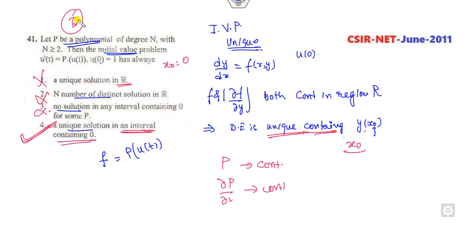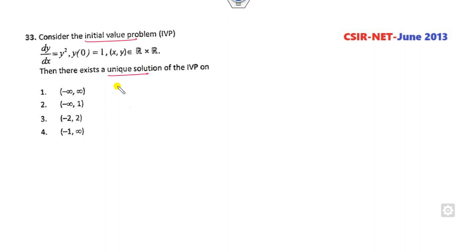Again, in this initial value problem, they are talking about the unique solutions. So we will check this polynomial. Yes, y² is continuous. Its partial derivative with respect to y is also continuous. So it has a unique solution containing x₀, that is 0. But all the options are pointing to intervals containing 0, in all these cases 0.